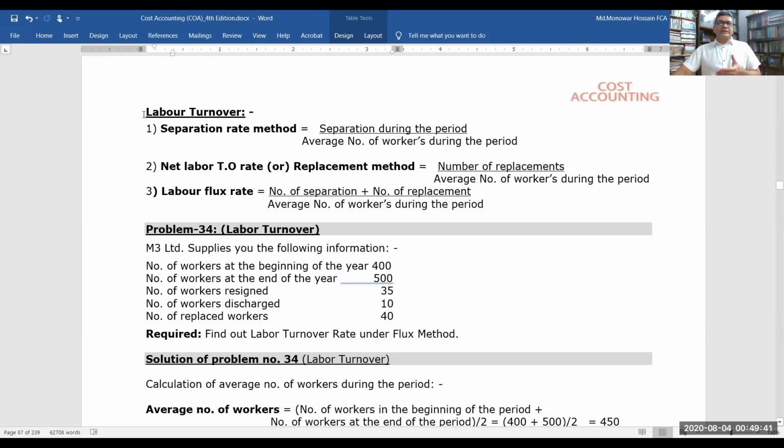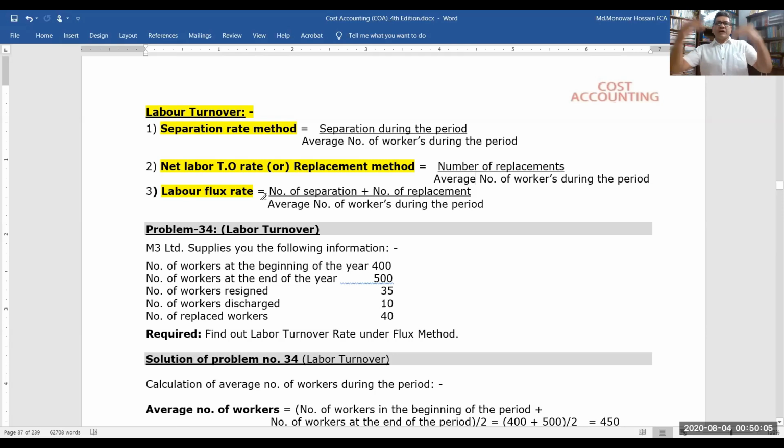Labor turnover, there are different types of methods for calculating labor turnover: separation method, net labor turnover or replacement method, and labor loss rate. So these are the three formulas. The separation rate method is separations during the period divided by the average number of workers during the period. The replacement method is the number of replacements divided by the average number of workers during the period. And number 3 is the combination of both the separation and replacement methods.